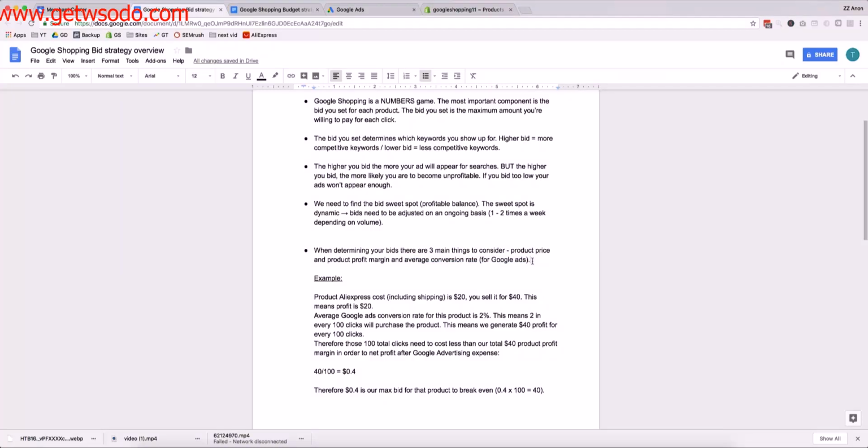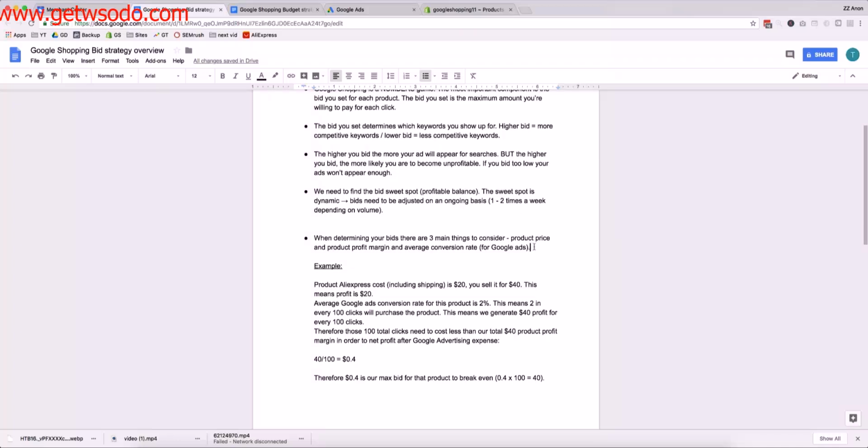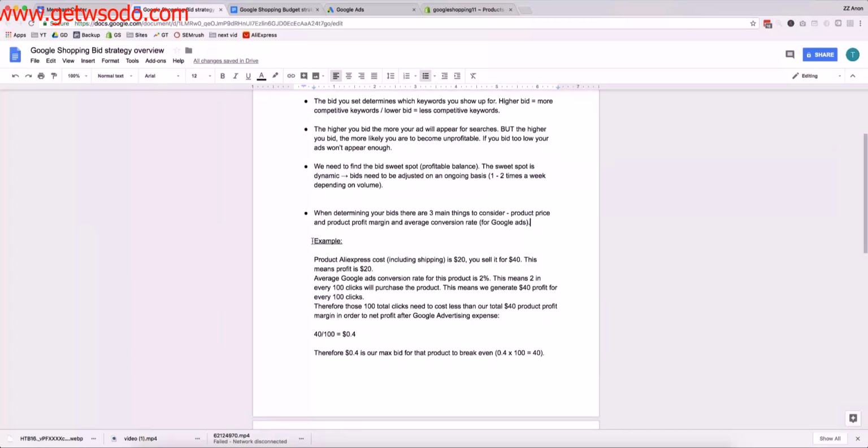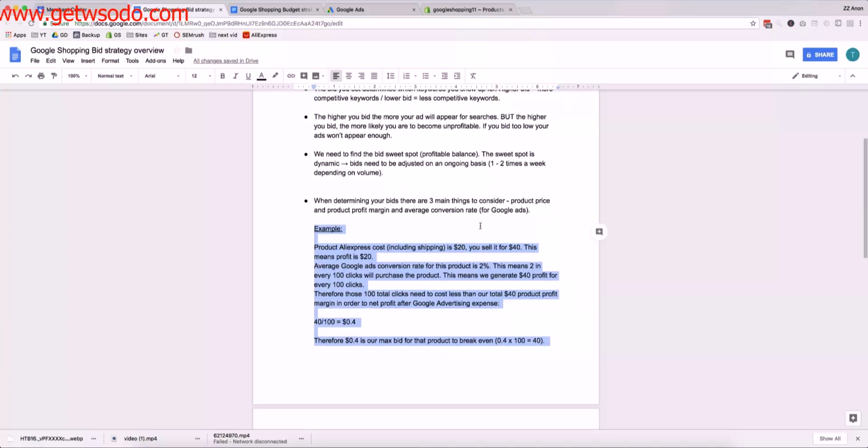Usually the average conversion rate for Google Ads is product specific. On some of my winning products, I've got a conversion rate of 2%. Other products have got a conversion rate of 6%. So it varies a lot depending on the product. I've got an example down here that shows you how Google Ads is just a numbers game and where you should set your bids.